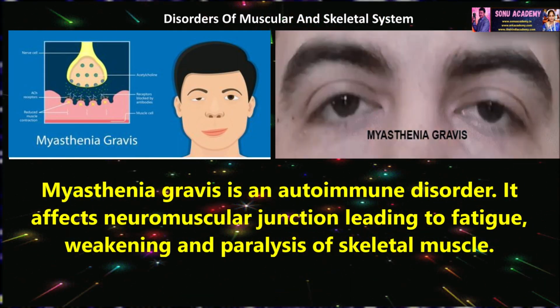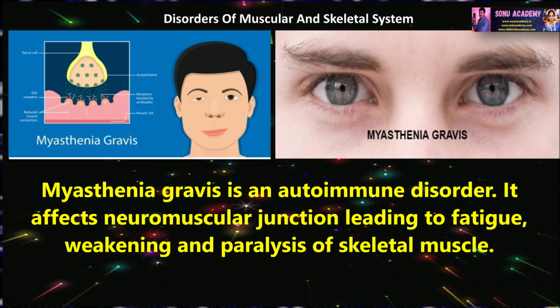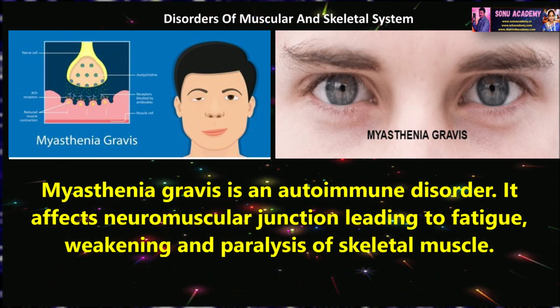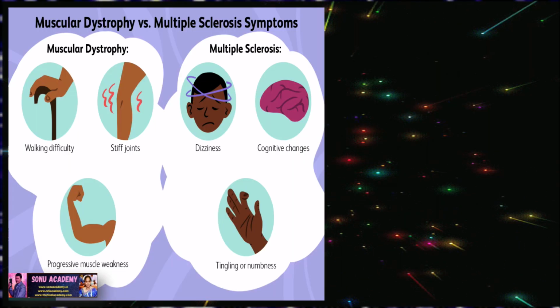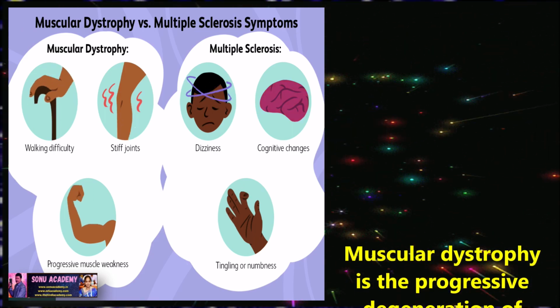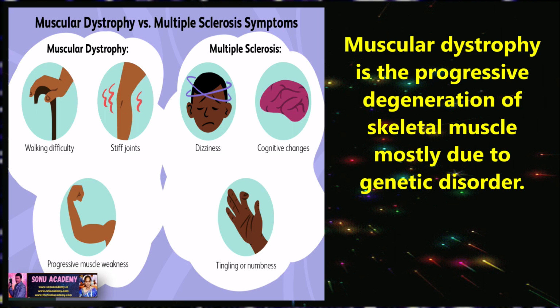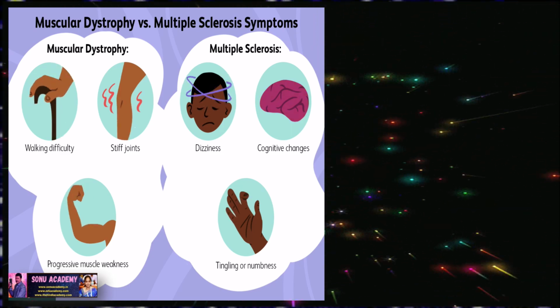Children, let us discuss the disorders of the muscular and skeletal system. Myasthenia gravis. Myasthenia gravis is an autoimmune disorder. It affects the neuromuscular junction, leading to fatigue, weakening and paralysis of skeletal muscle. Muscular dystrophy. Muscular dystrophy is the progressive degeneration of skeletal muscle, mostly due to genetic disorder.